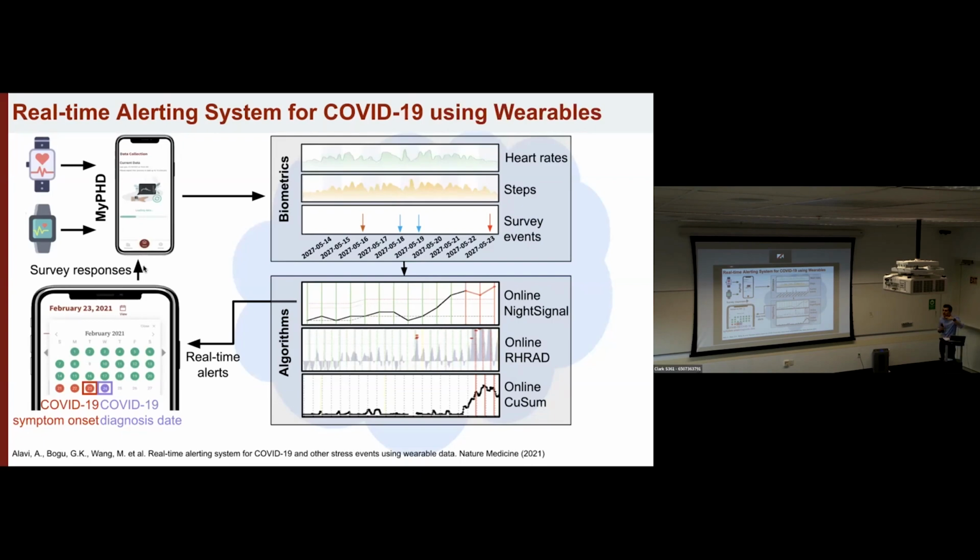We are collecting different types of wearables data from Fitbit, Apple Watch, all of these different wearables, and securely transferring these biometrics, which is mainly heart rate and steps. We are also collecting sleep data and some survey events, which are used for validation of the algorithms. Then we run three algorithms on the backend: online night signal, RHR anomaly detection algorithm, and the QSUM statistical model, and then send back the results in terms of alerts to the participants on the phone level, which is like a green and red alert. On the night signal demo, we'll go over how we generate these alerts.